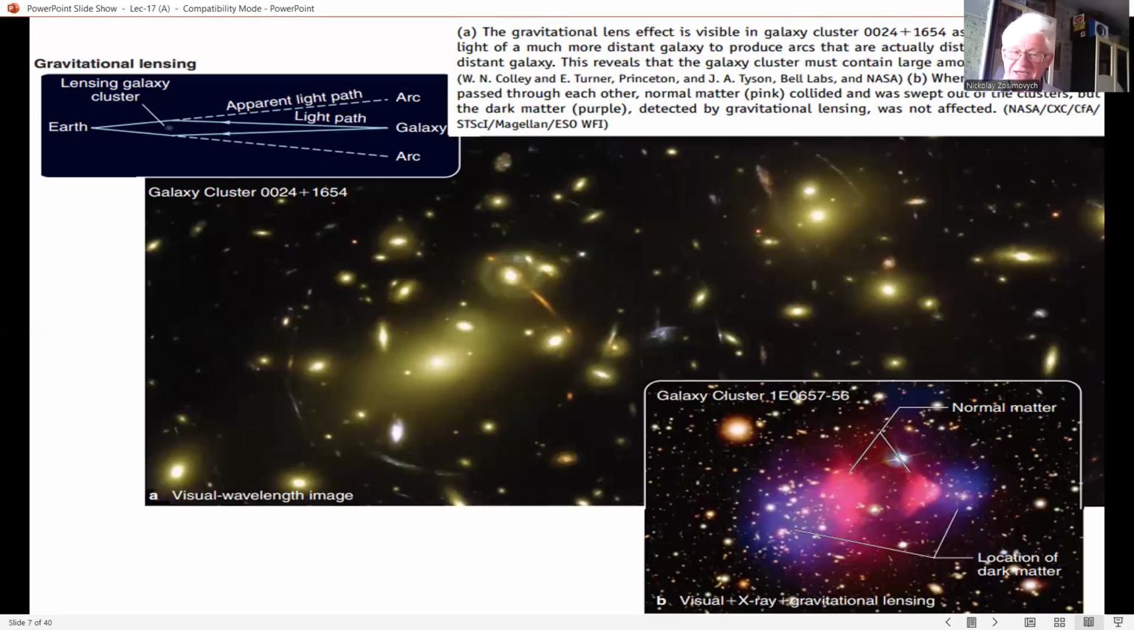Let's look at this figure, please. Observations of gravitational lensing made with very large telescopes confirm that clusters of galaxies contain far more matter than it seems. That is, they contain a large amount of dark matter. This confirmation of the existence of dark matter is independent of orbital motion and gives astronomers much greater confidence that dark matter is real.